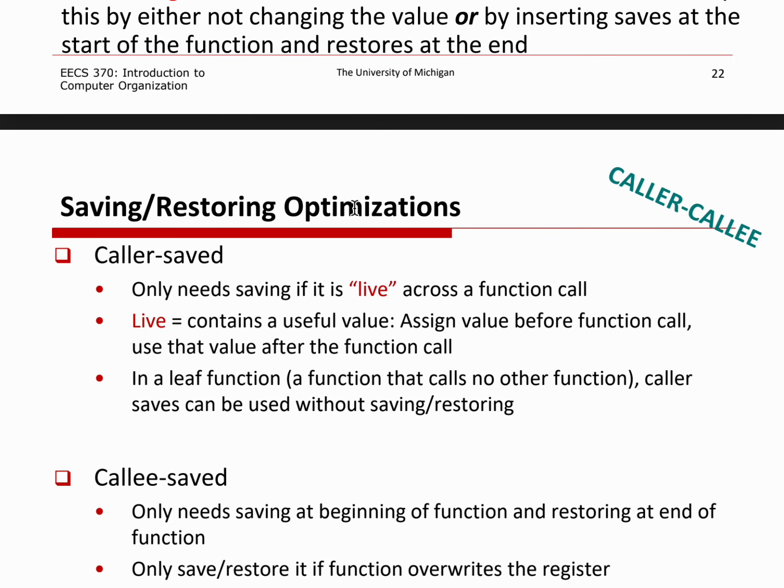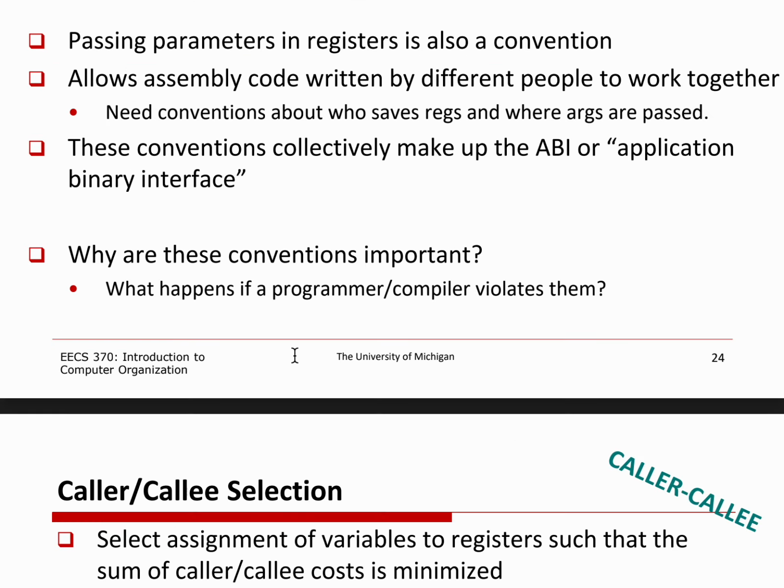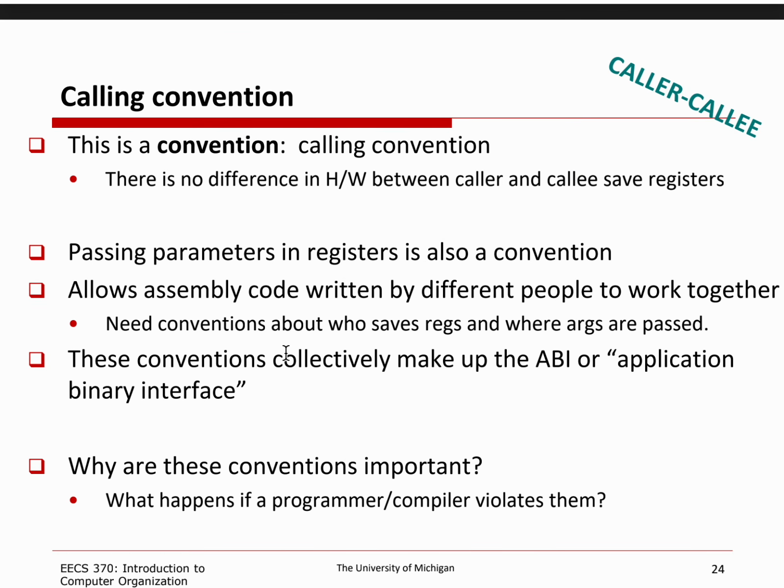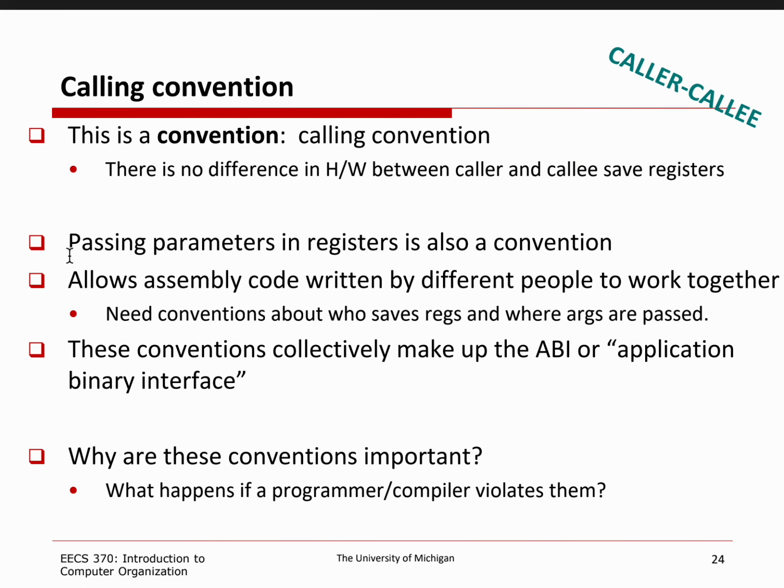Now we go on with the conventions, and it's important to note that caller and callee save are protocols. They're not something that are set in stone. You can change them, but the basic criterion for deciding if a variable should be saved using a caller or callee save is how many loads or stores in total you are doing in a program, and that makes it more efficient.